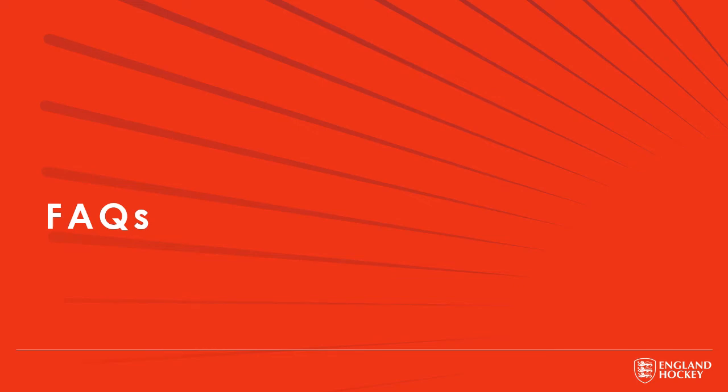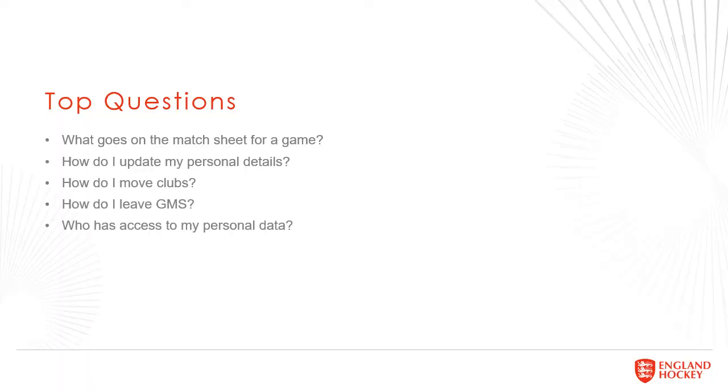Here are some key questions that we know people will ask along the way. Firstly, what goes on to the match sheet for a game? Each game recorded on GMS will have an electronic match sheet. There'll be no more paper team sheets at any level, and these electronic match sheets will record the participants in the match as well as key details such as scorers, types of goals, and incidents such as cards or injuries.